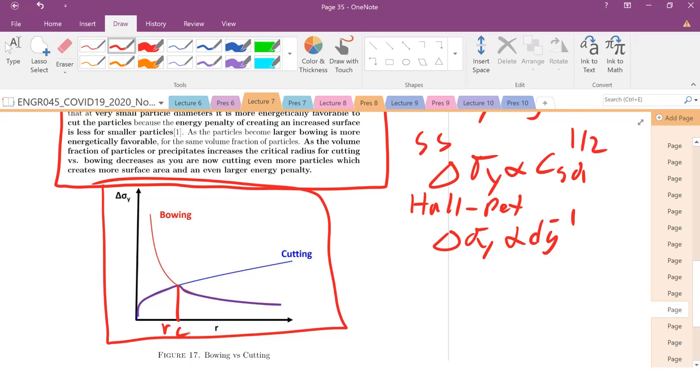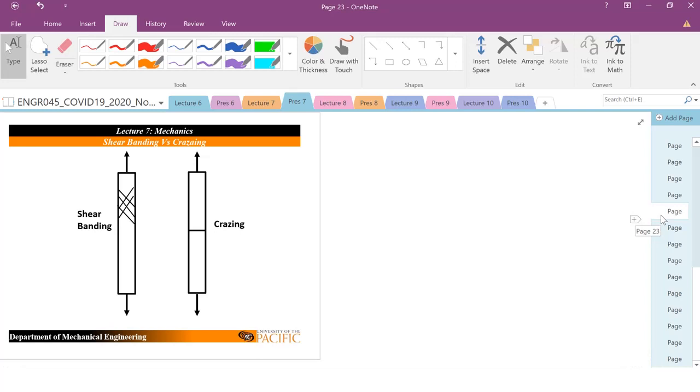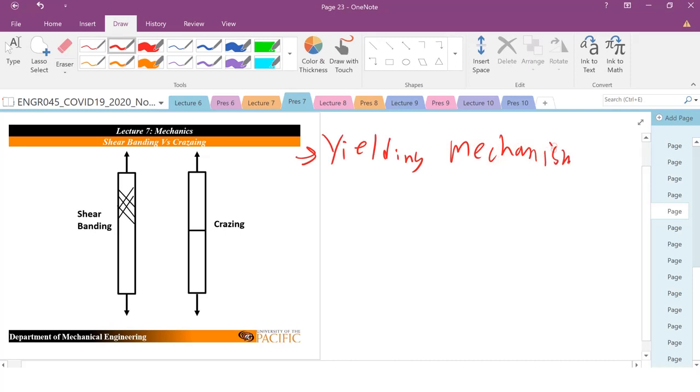Just to finish up, you know me, I love polymers, so I can't stop talking about polymers. Specifically, polymers will give you some really interesting yielding mechanisms. So we've been talking a lot about dislocation motion, yielding, I said dislocations, my chair is squeaking, but I mean yielding mechanisms. For the different yielding mechanisms, polymers can exhibit some really cool phenomena. One of them is that they can either undergo shear banding or crazing.